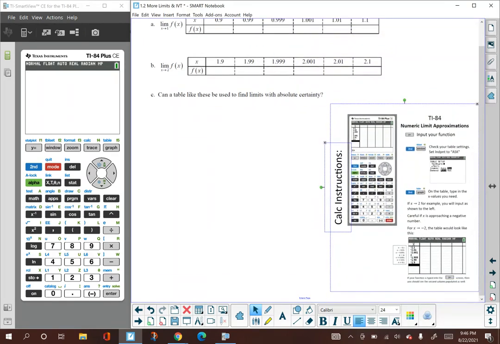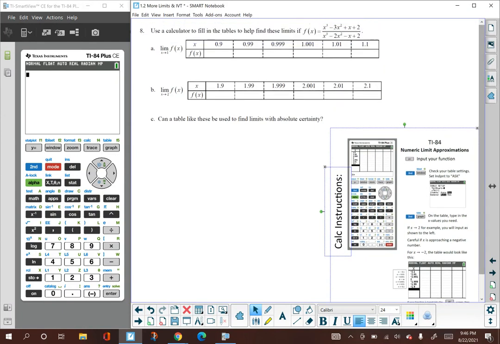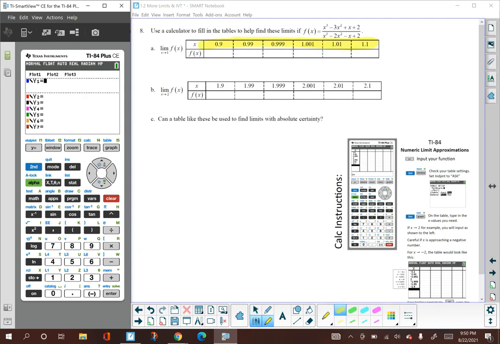So the first thing you want to do is input your function. We absolutely could plug and chug this whole thing over and over again, but if we use the table function of the calculator, then we won't have to do as much. So when we put this function into our calculator, there is a fraction bar if we want it. So you use alpha y equals to get that fraction bar. That's just the fraction menu.